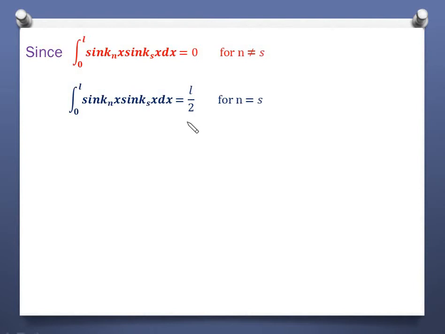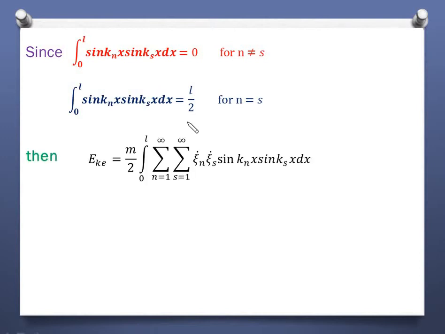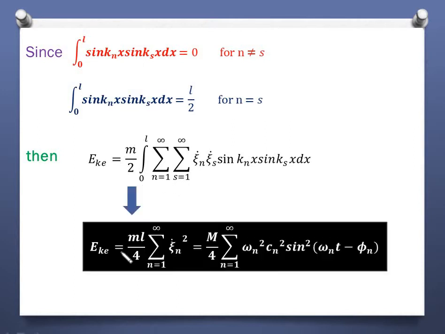You try to do this integration by yourself. Use the sin A sin B identity formula for that, and then try to integrate it. It will be very easy integration. Once we use this expression, then the kinetic energy expression will look like this.